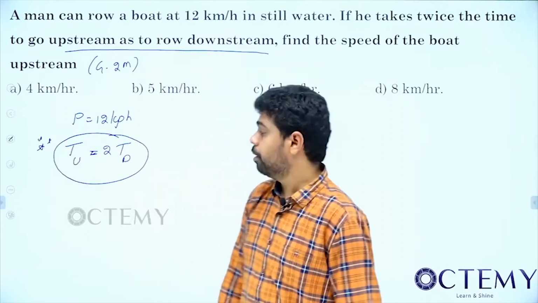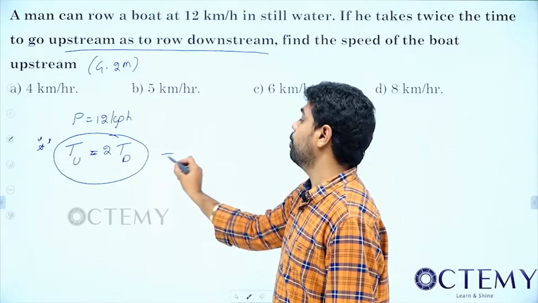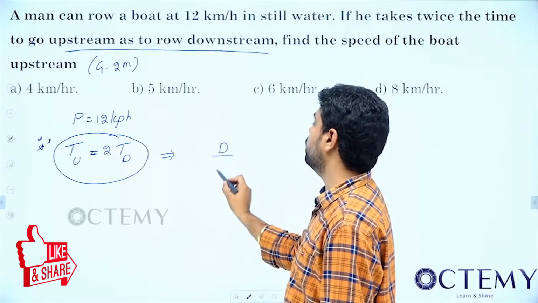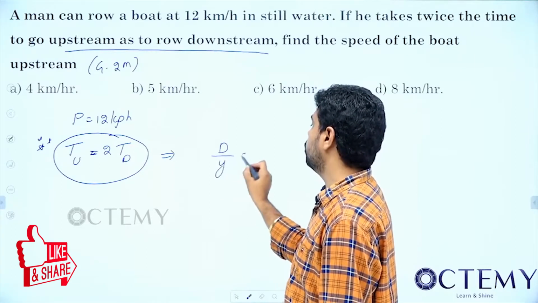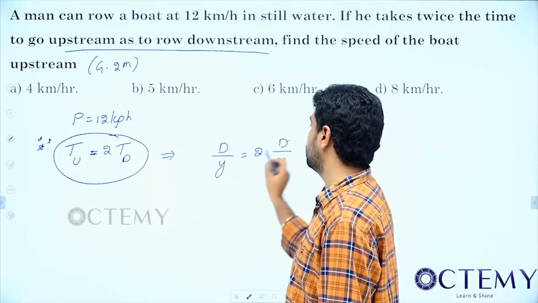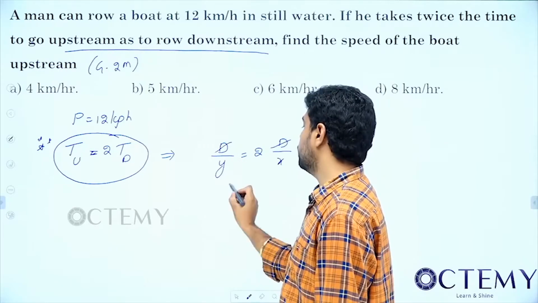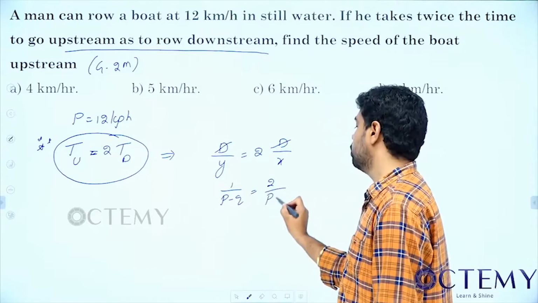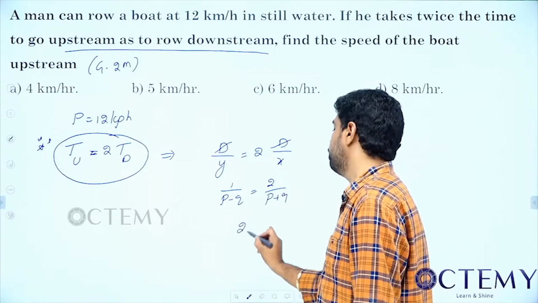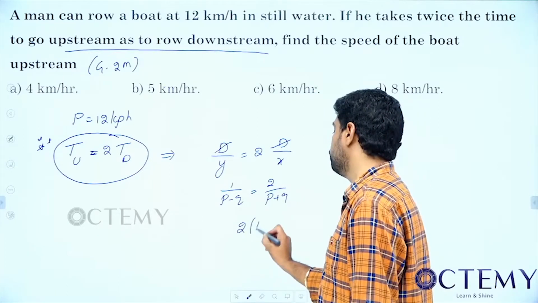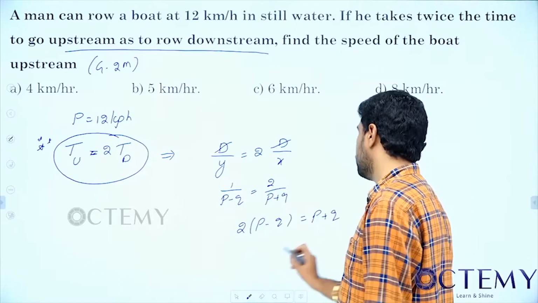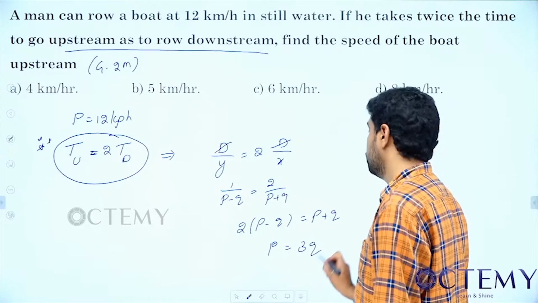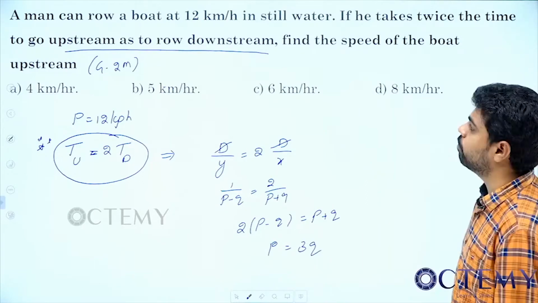So now, time of upstream means d by y is equal to 2 into d by x. The d can cancel. So I can say that 1 by p minus q is equal to 2 by p plus q. So now 2 into p minus q is equal to p plus q. So can I say that p is equal to 3q? P equal to 3q. Find the speed of the boat upstream, he told.